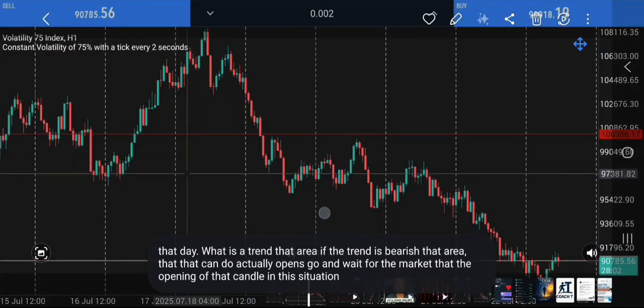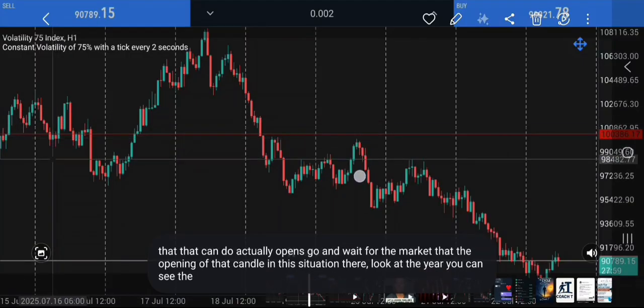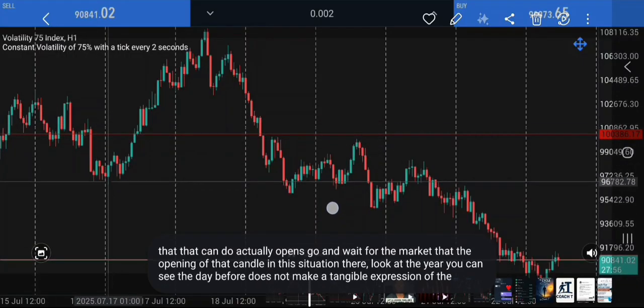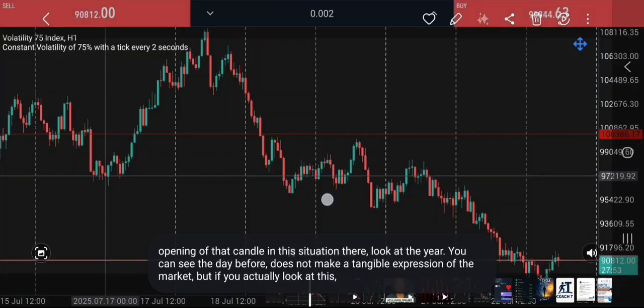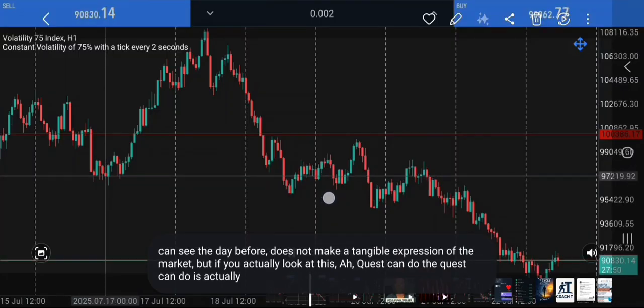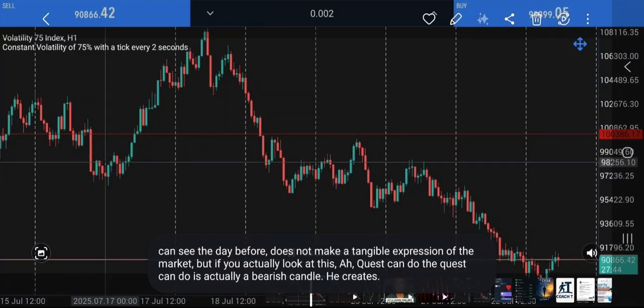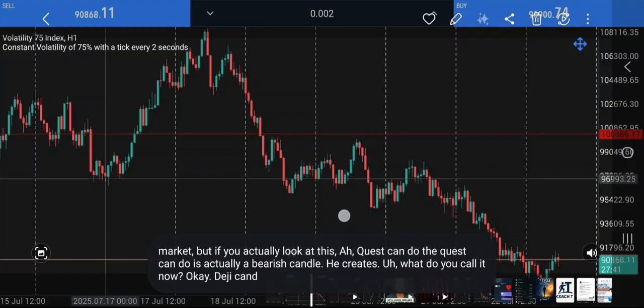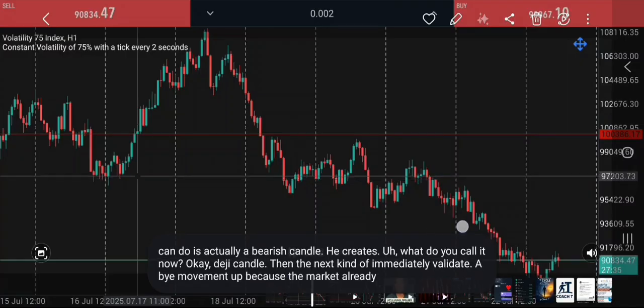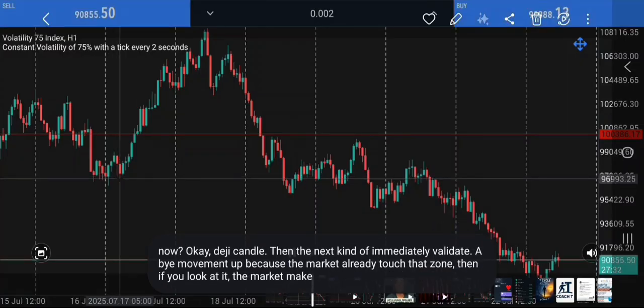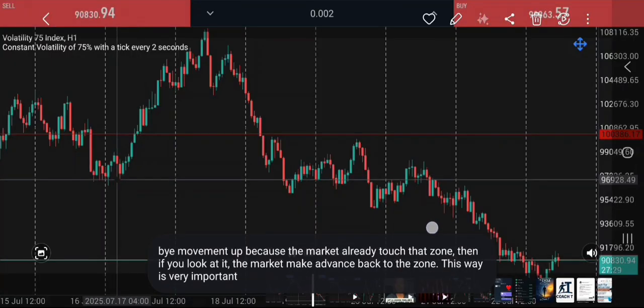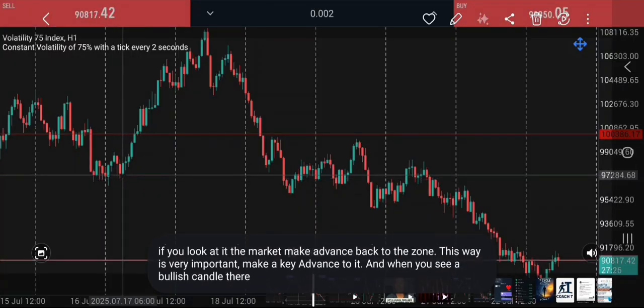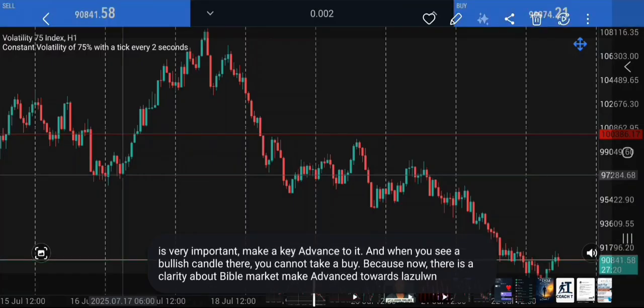In this situation here, look at here. You can see the day before does not make a tangible expression of the market. But if you look at this first candle, it is a bearish candle. The market sold and it creates a doji candle. Then the next candle immediately validates a buy movement up because the market already touched that zone. Then if you look at it, the market made an advance back to that zone. This is very important. Make a key advance to it, and when you see a bullish candle there, you can now take a buy. Now there is clarity about the buy, because the market made an advance towards that zone and eventually bought.